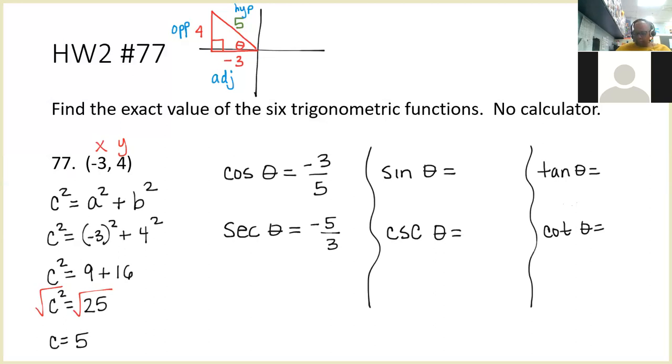Sine is opposite over hypotenuse. Sine is positive, so is its sister cosecant. Tangent is opposite over adjacent. And then cotangent would be adjacent over opposite. And that would be your 6 ratios. Any questions about how we completed this question, not the assignment?